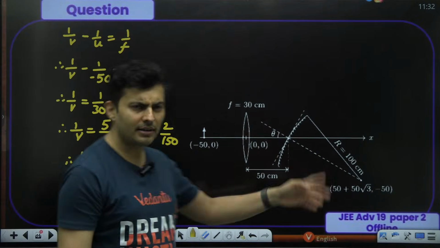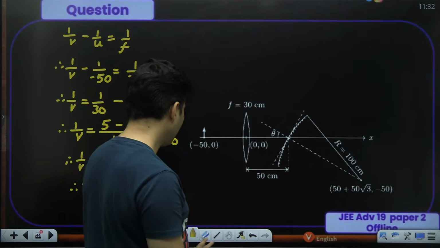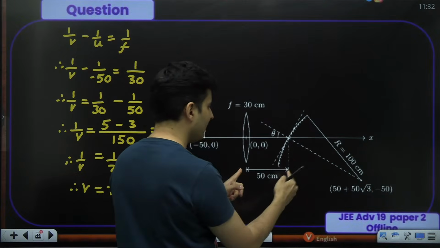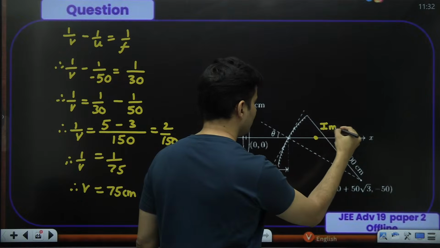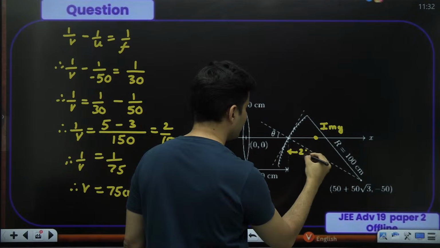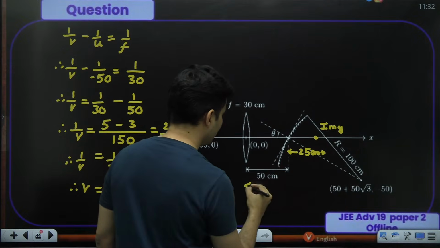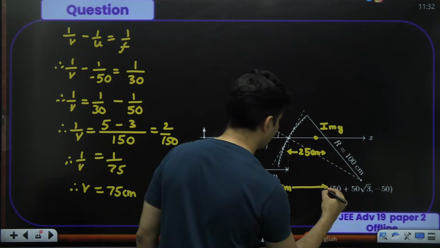I have not even considered the mirror as of now. Just forget it. Just think where the image will be formed. The image will be formed at 75 centimeters, so somewhere over here. So this is where the image is formed. So this particular distance will obviously be 25 centimeters, because the total distance was 75 centimeters from here to here.